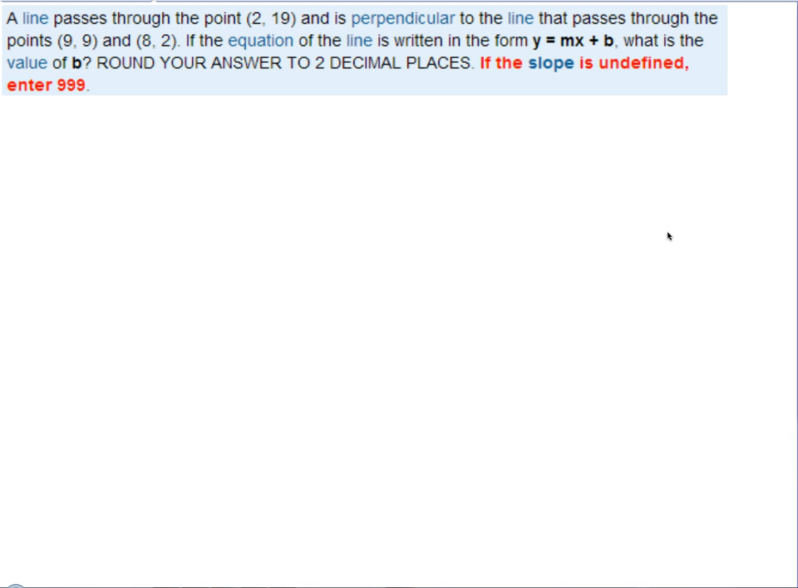Okay, what about this one? This is a little harder. This time they've got a line passing through the point (2, 19). It's perpendicular to the line passing through these points, and this time they want us to find b. So what do we do?